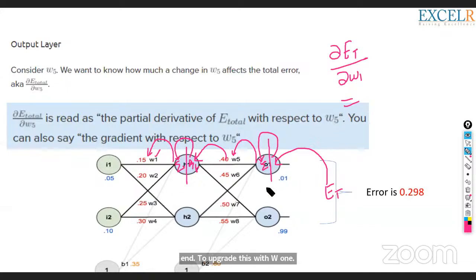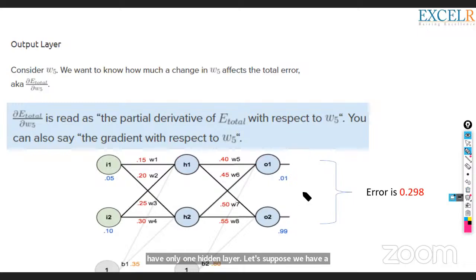And this is, guys, a very simple neural network where we have only one hidden layer. Let's suppose we have a neural network where we have, let's say, 5 hidden layers. So this is your input layer.